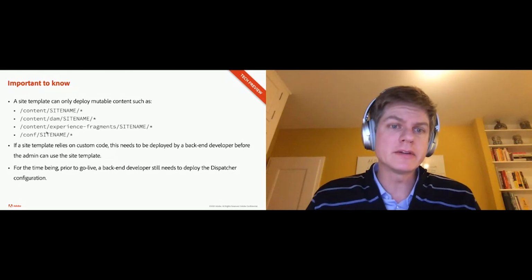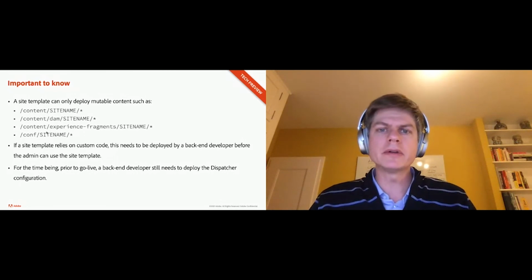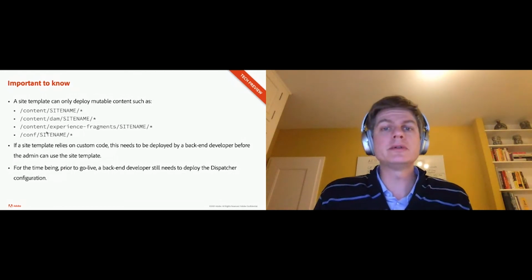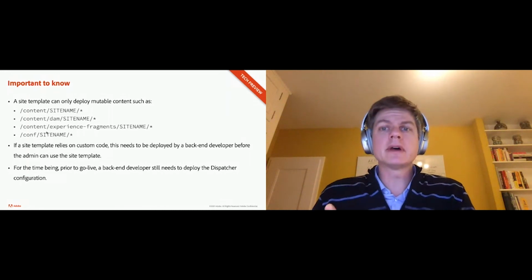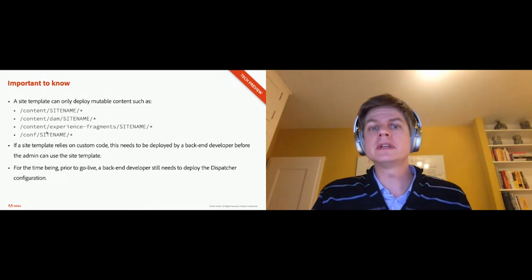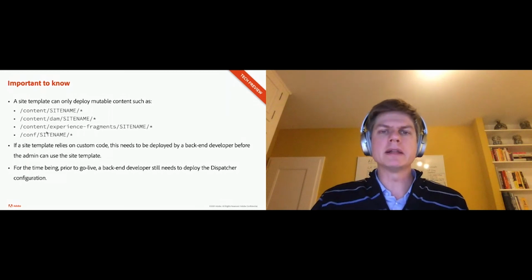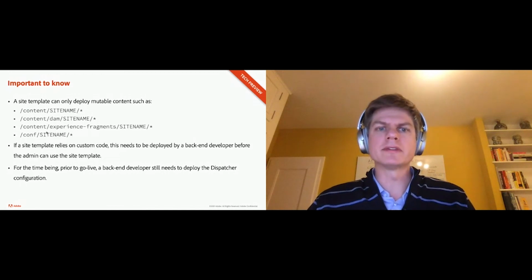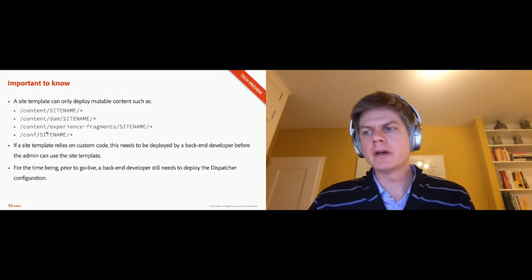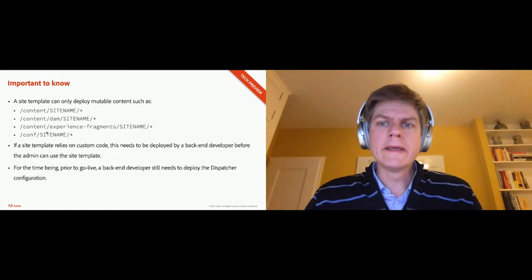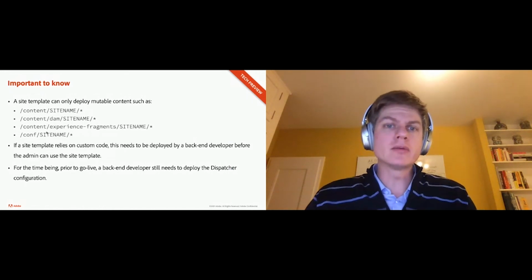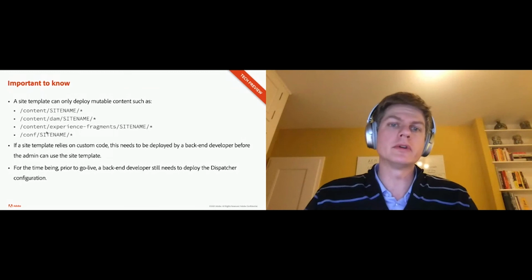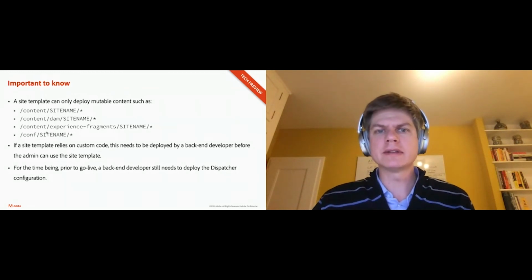So if a website does rely on custom code, like custom components, you would have to deploy them first. Afterwards you could maybe still use a theme or a template that relies on these components, but you would first need to go through the backend pipeline and deploy them the traditional way before you can start to use that template for your website. That might be useful if you are in a use case where you want to repeatedly create websites that rely on custom components, but you want to let your authors or your admins easily be able to create these sites.